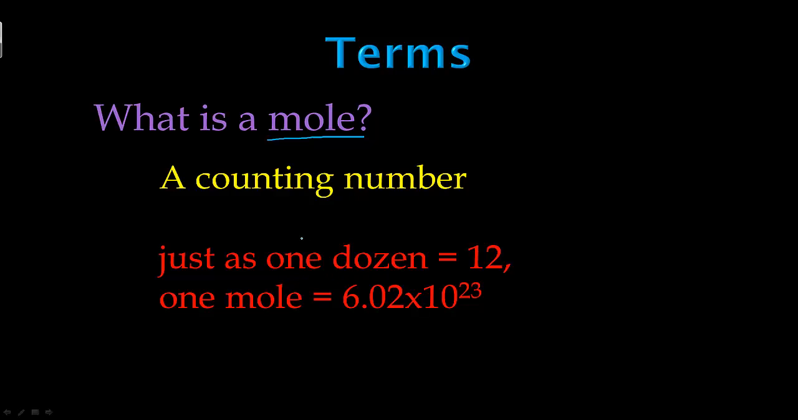If I told you I had a dozen students, you would be able to tell me that I had 12 students. If I said I had a half a dozen eggs, you'd be able to tell me that I had 6 eggs. If I said that I had 2 dozen children, you'd say that I had 24 children, which I don't. So a mole is a counting number, and 1 mole is equal to 6.02 times 10 to the 23rd.